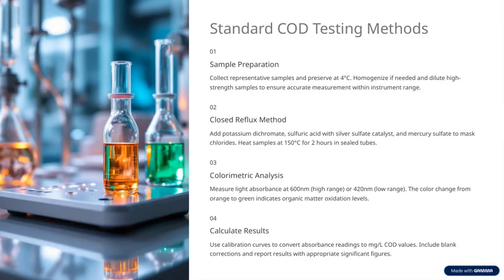Using calibration curves, we convert the absorbance readings into milligrams per liter of COD. Remember to correct for any blanks and report your results with the appropriate significant figures. This process ensures accuracy and reliability in your measurements, tying back into the overall goal of assessing water quality effectively.